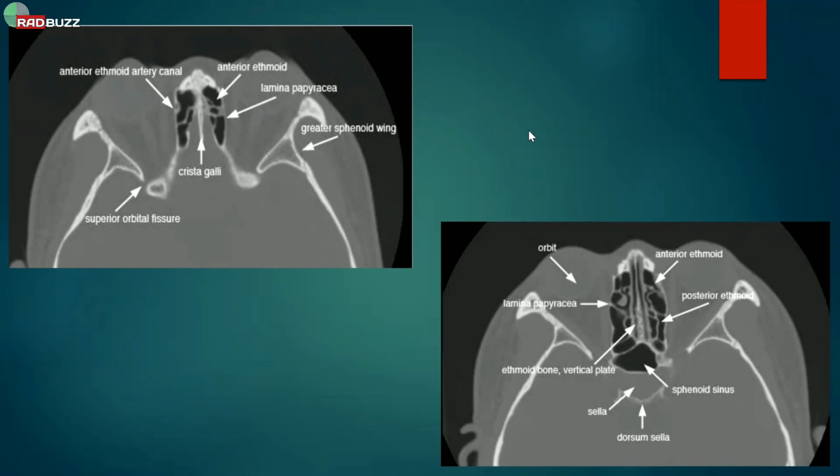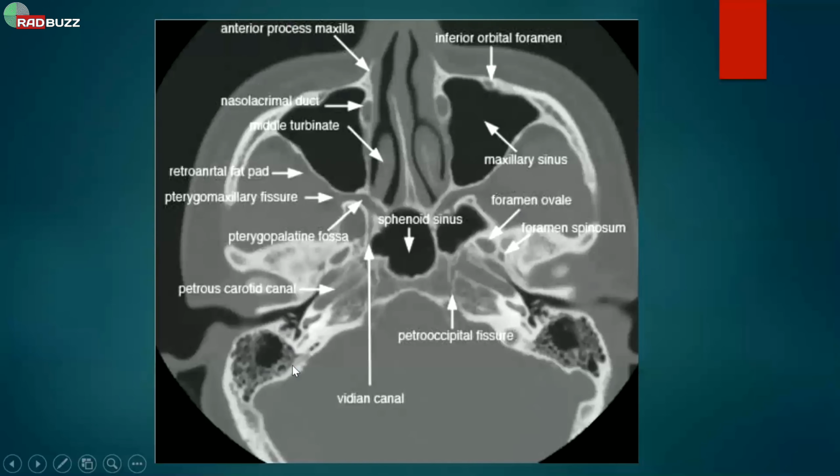Okay. So, beginning again, lamina papyracea is the one structure you should comment on every time when you are reporting the paranasal sinuses. Okay, moving a little bit more to the back, we can see the sphenoid sinuses more clearly here, and now the ethmoid sinuses have completely gone, and we can see the draining passages which are the turbinates. So that's that one bone here.